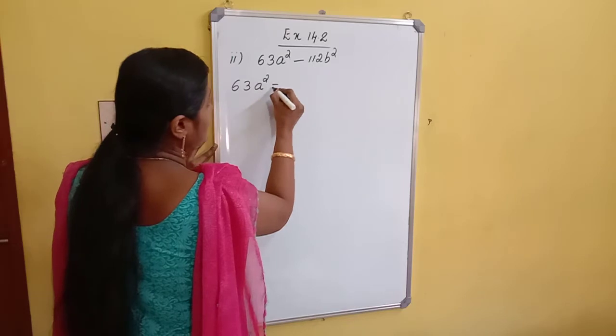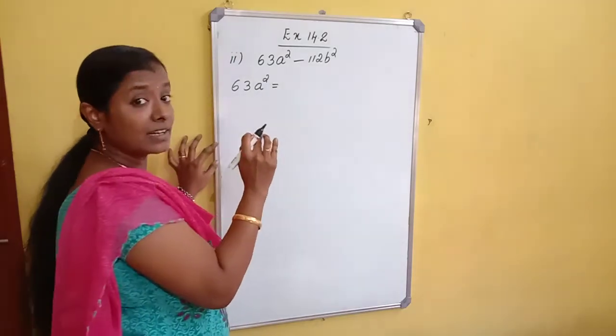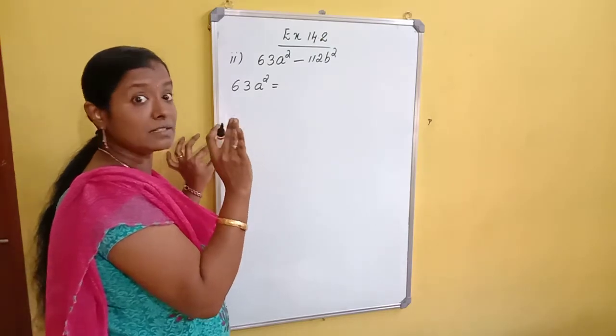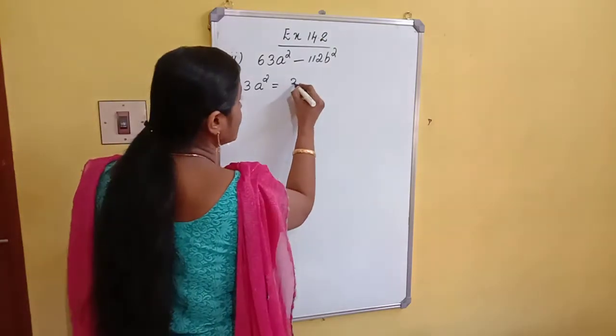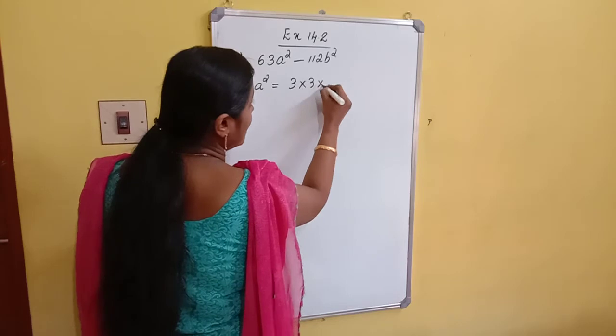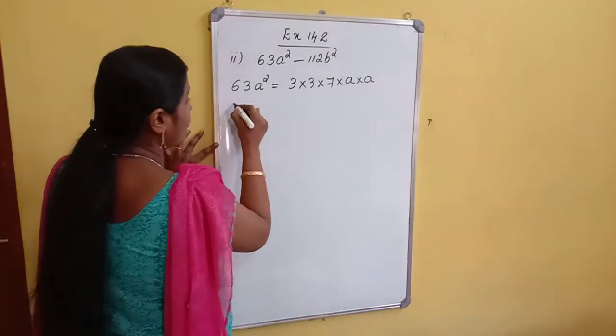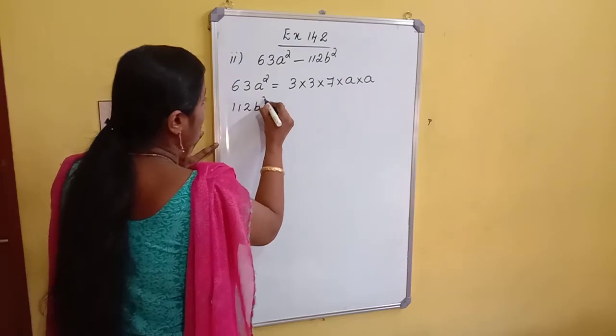63a² can be written as 9 sevens are 63. So 7 is a prime number, but what about 9? It is not a prime number. So how will you write? 3 into 3, 9, into 7 into a into a. Okay, after that, 112b².